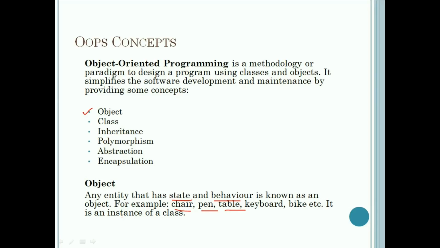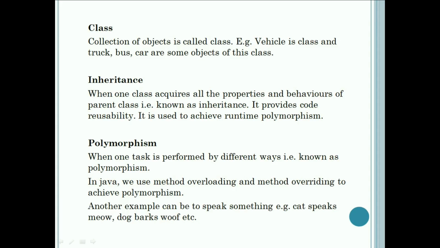An object is an instance of a class. Now, what is a class? A class is a collection of objects. For example, if vehicle is a class, then truck, bus, car, they all are objects of this class. Next, the concept is inheritance. Inheritance means when one class acquires all the properties and behaviors of a parent class. That's known as inheritance. It provides code reusability.